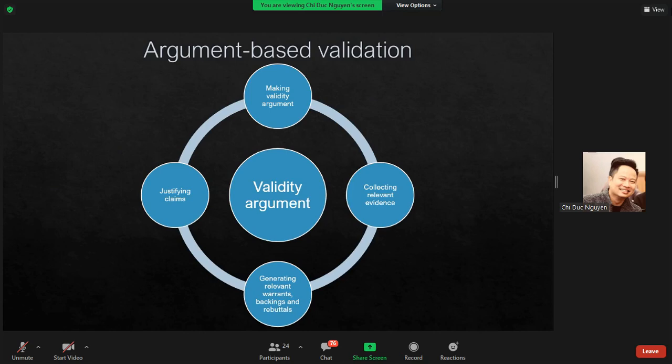After making this argument and claim, we need to collect all relevant evidence. From this relevant evidence, we have to generate relevant warrants, backings and rebuttals if necessary. And from that, we can justify the claim. So that is the way that we are going to validate a test. Okay, any questions for this? Yes or no?